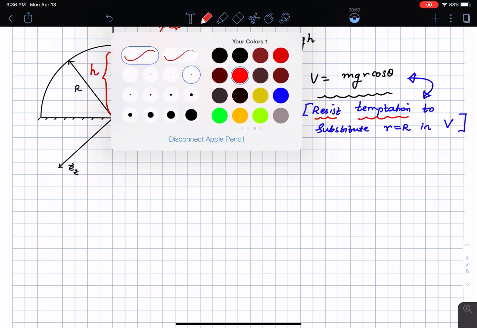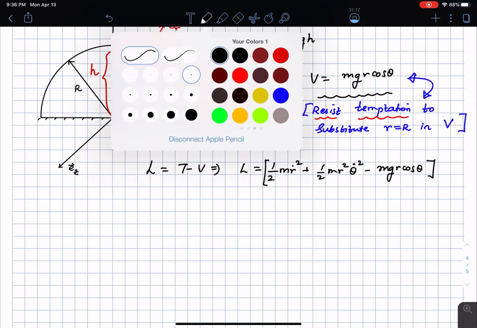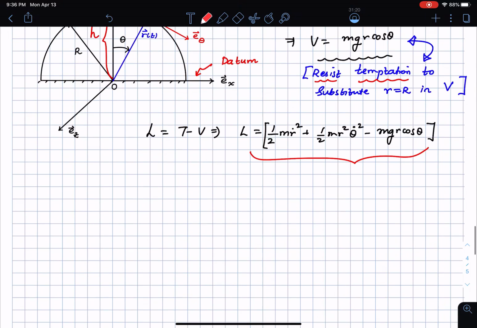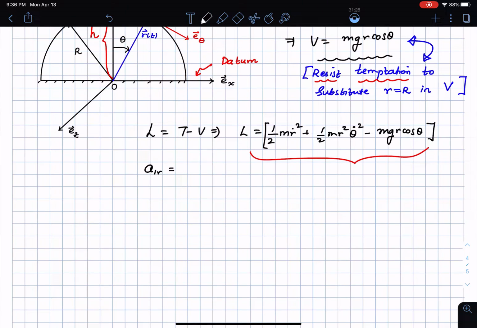All right, I write the Lagrangian. So L is equal to T minus V, fairly straightforward. So L is half m r dot square, half m r square theta dot square minus mgr cos theta. Okay, so this is the Lagrangian, and I also have a1r was 1 and a1 theta is equal to 0.